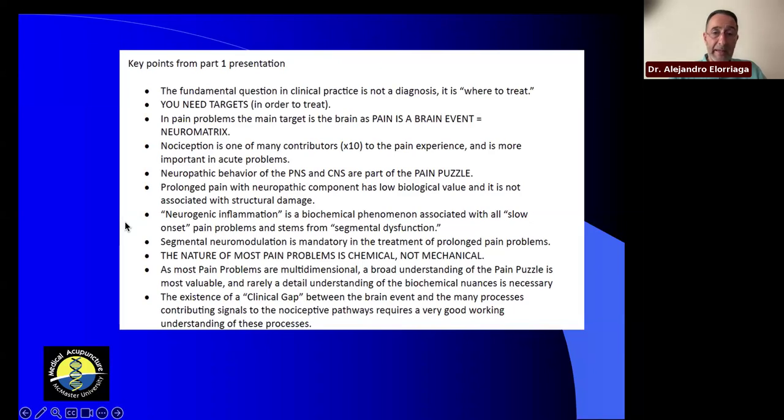Oftentimes, people with pain have no particular structural findings, and people with structural findings may not have any symptoms.